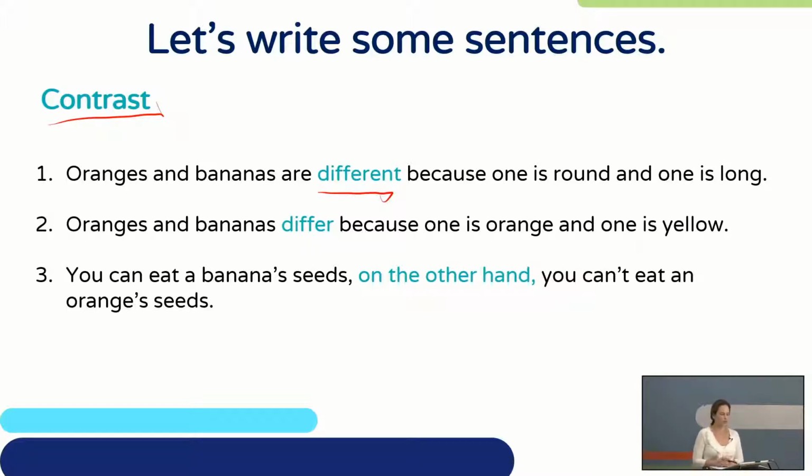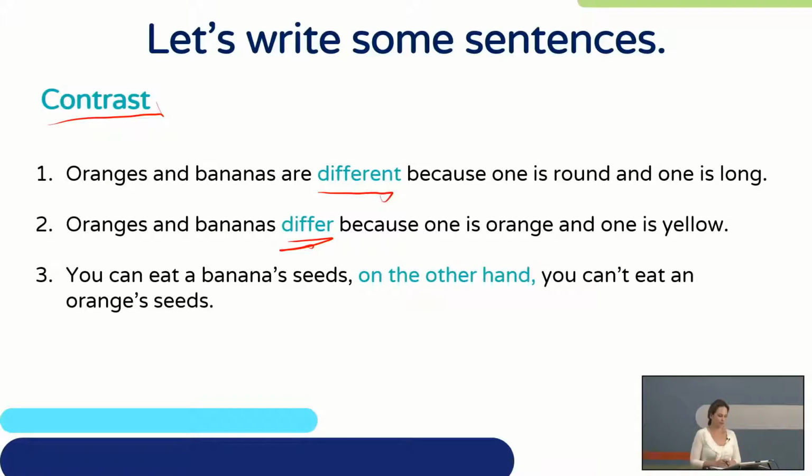Number 2, oranges and bananas differ, here's my signal word, because one is orange and one is yellow. Exactly. It's a good example showing how they're not the same. They're 2 different colors. Number 3, you can eat a banana's seeds. On the other hand, you can't eat an orange's seeds. Great. On the other hand is also, we said, a signal phrase so that we know that we need to contrast things. Great job. I bet we had some similar answers.